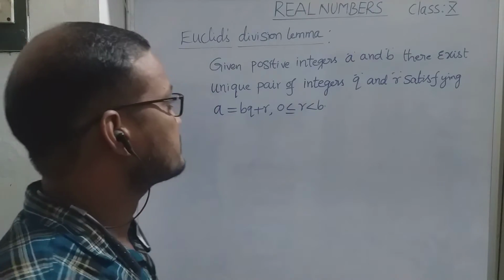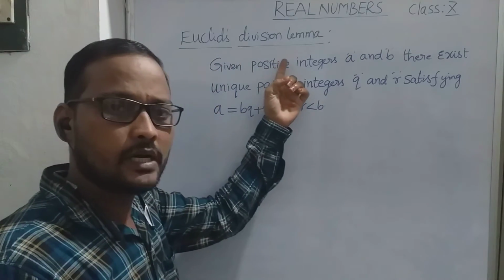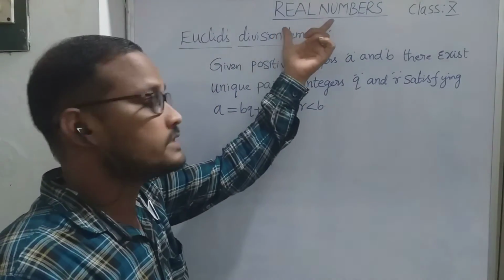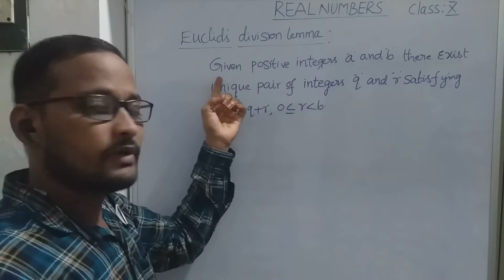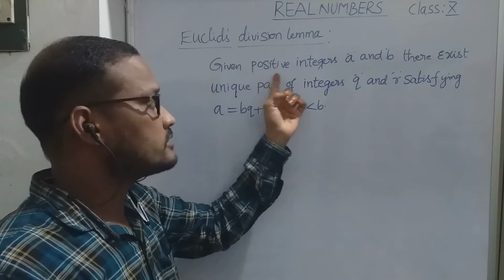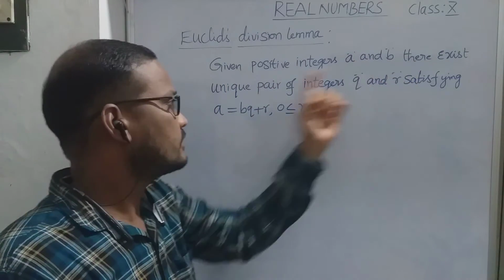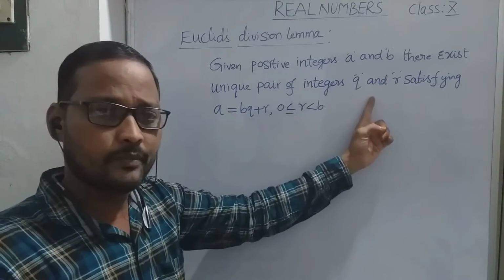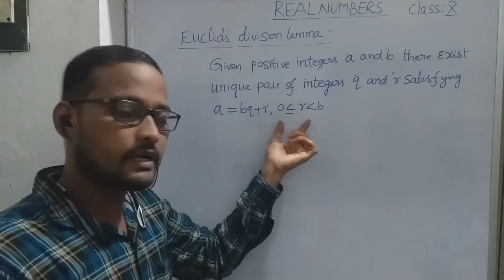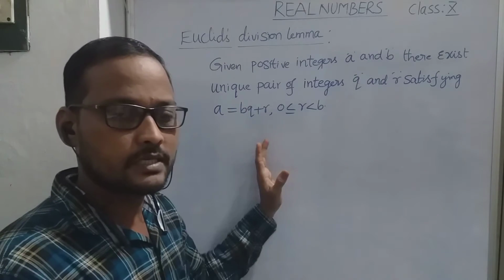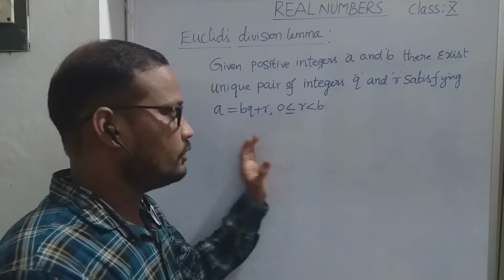Today we are going to discuss Euclid's division lemma in the 10th class state syllabus, real numbers chapter. So what is meant by Euclid's division lemma? Given positive integers a and b, there exists a unique pair of integers q and r satisfying a is equal to bq plus r, where 0 is less than or equal to r, which is less than b. So this is the definition of Euclid's division lemma.